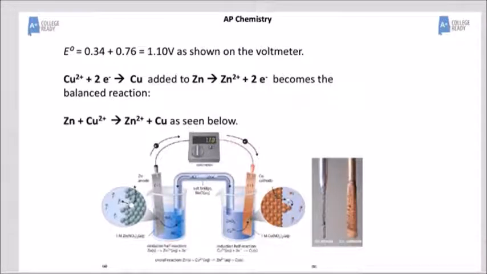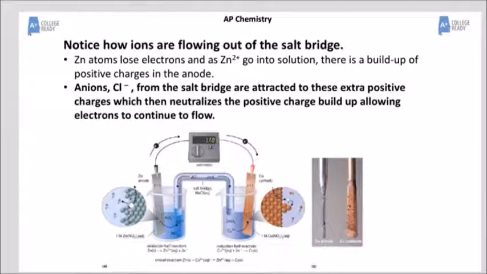And another question is, how do we get the balanced reaction? I mentioned this earlier. This balancing is very simple. It's just a matter of putting them back together and canceling out your electrons, because the electrons were already balanced.